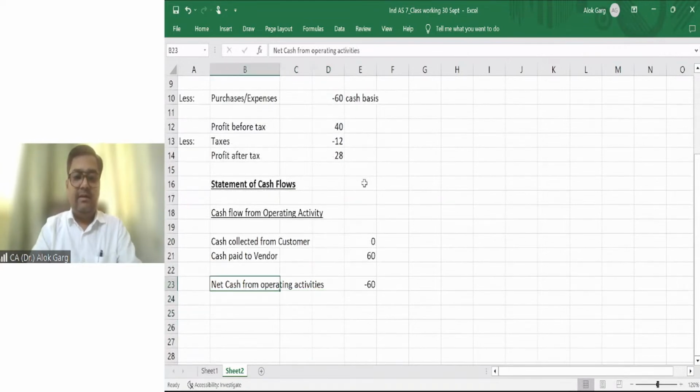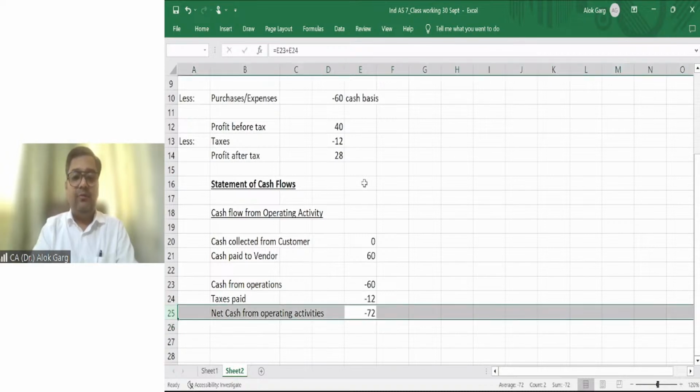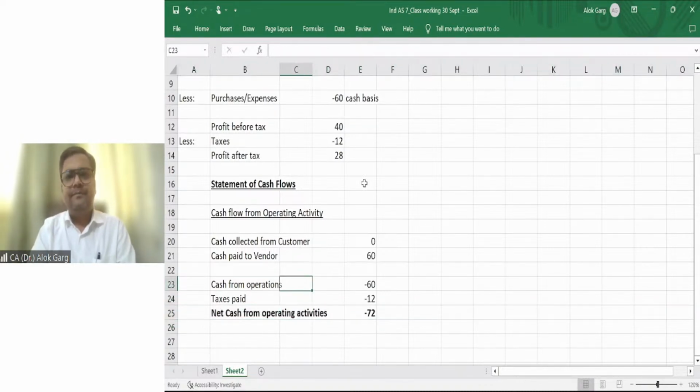So this is my, just a minute. This is my cash from operations. Taxes paid. This is also in cash. Taxes paid is your minus 12. Your net cash from operating activity is minus 72. Friends, the company has a net profit of 28 crores. But if you look at the cash flow from operations, cash flow from operating activity is negative.